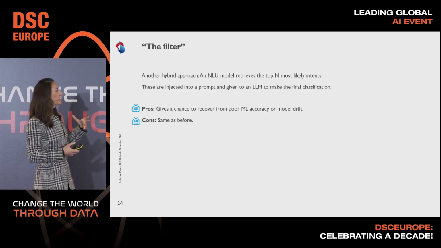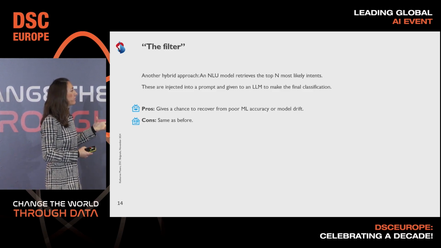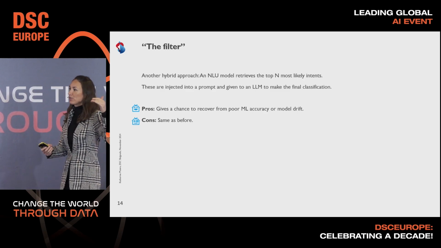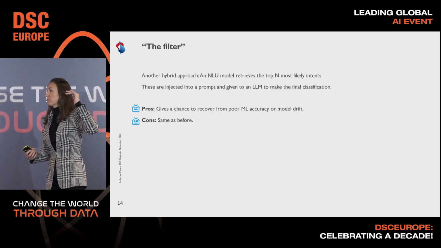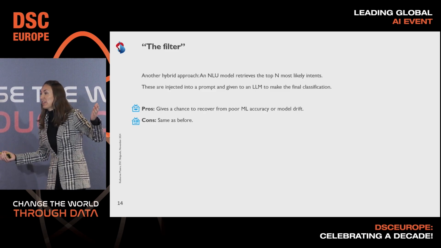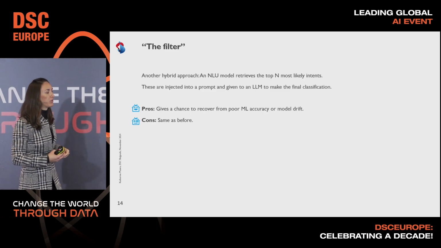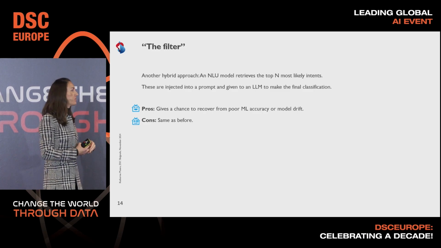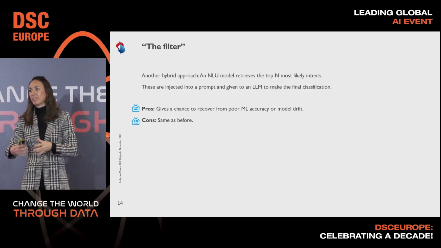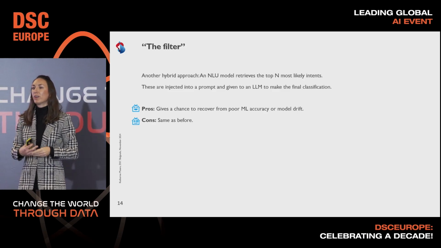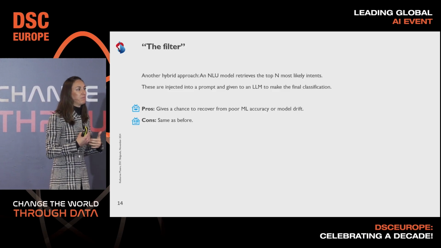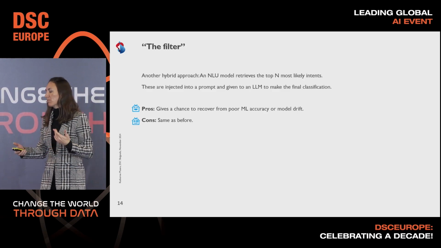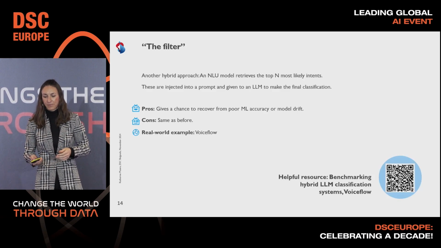Now, this has the benefit of giving you a chance to recover from poor machine learning model accuracy, because in the previous approach, if that top prediction was wrong, but it was confident, you'll never know, and so you'll just have a bad result. So in this case, you are minimizing that risk, same as if you have model drift and the model's not performing so well anymore, you're going to be less a victim to that. But the cons are the same as before, the complexity and costs and things like this.